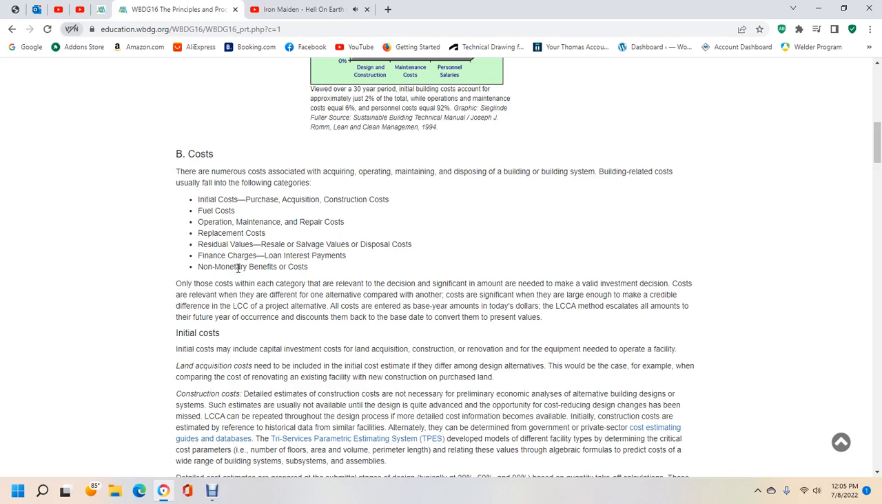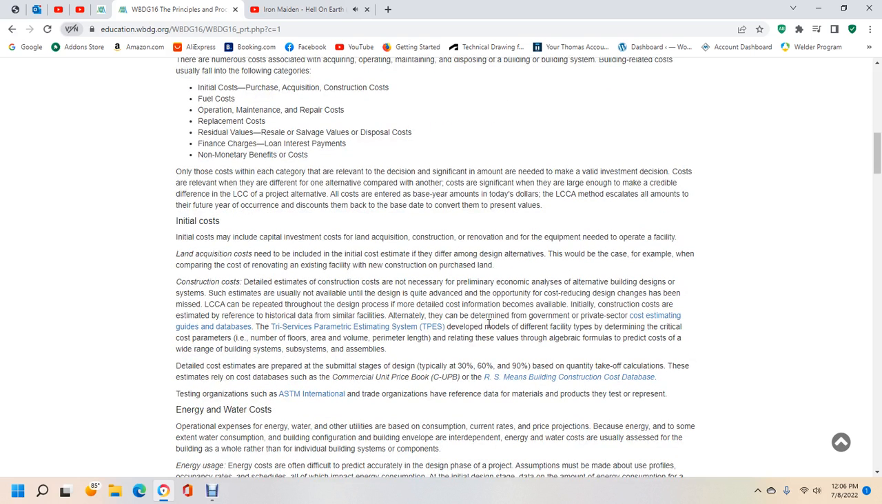Only those costs in each category that are relevant to the decision and significant in amount need to be included to make a valid investment decision. Costs are relevant when they differ from one alternative to another. Costs are significant when they are large enough to make a credible difference in the life cycle cost of the project alternatives. All costs are entered in base year amounts, in total dollars. The life cycle cost analysis method escalates all amounts of future years and discounts them back to the base date to convert them to present values.